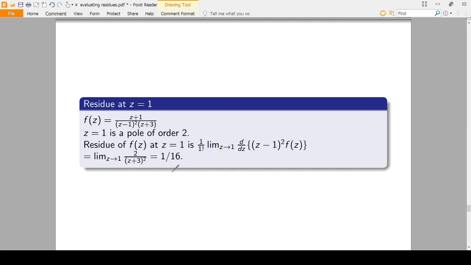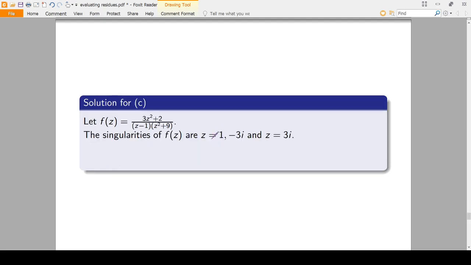by factorial m. So in this case z minus 1 whole square gets cancelled. I have to differentiate z plus 1 by z plus 3 once and then allow z tending to 1, which turns out to be 1 by 60. So residue of f of z at z is equal to 1 is 1 divided by 60.